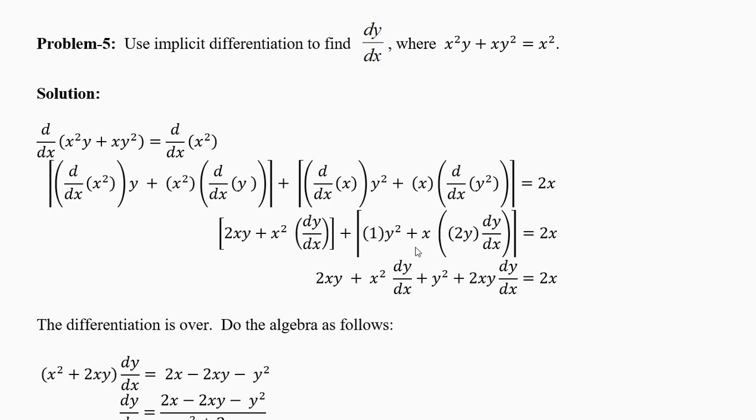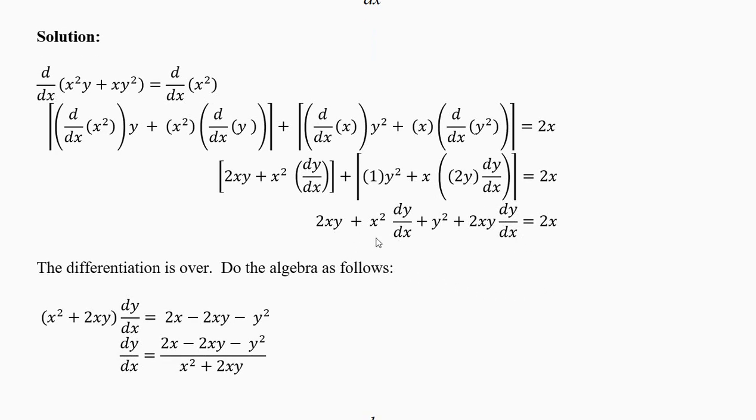Now open these two square brackets. The differentiation is over. 2xy plus x square dy by dx plus 1 into y square is y square plus x into 2y is 2xy. You first write the number, then x, then the y. Plus 2xy dy by dx equal to 2x. How many terms are here? 1, 2, 3, 4, 5.